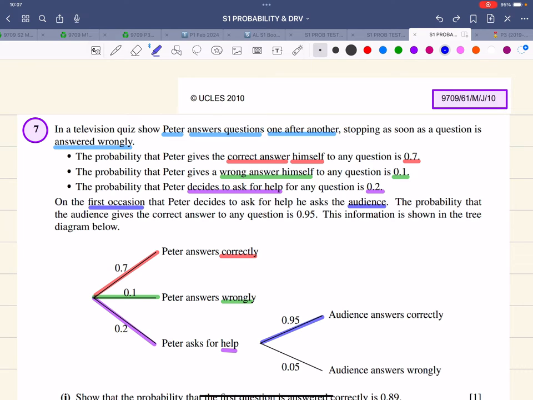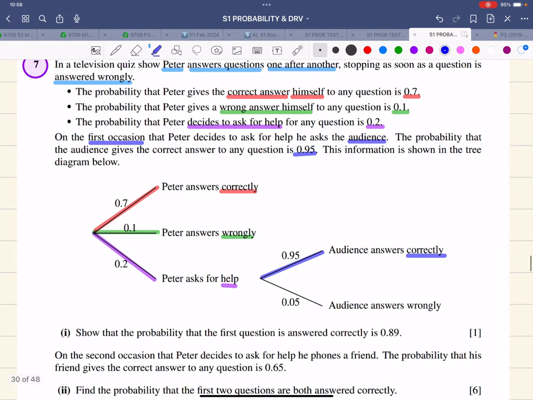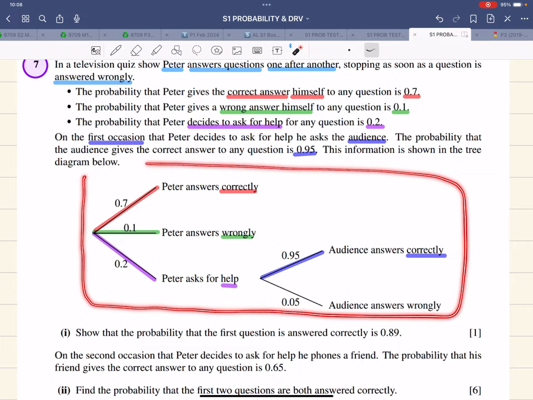Now it says the probability that the audience gives the correct answer to any question is 0.95. That's already written over there. And what else is there? This information is shown in the tree diagram below. So that is what you are looking at. So now your eyes should be fixed on this particular thing.